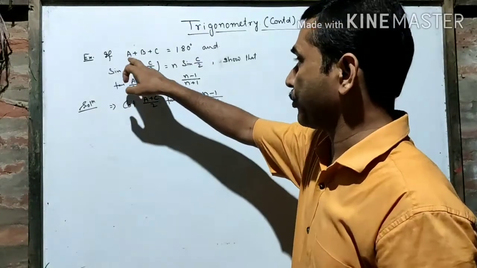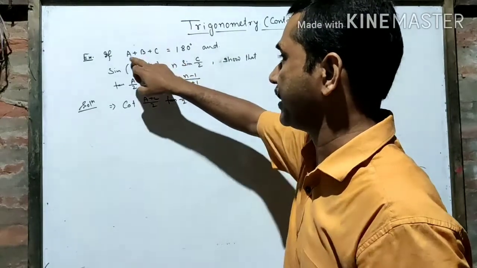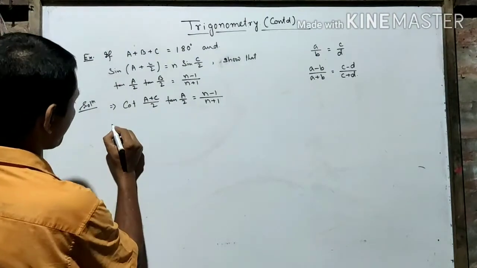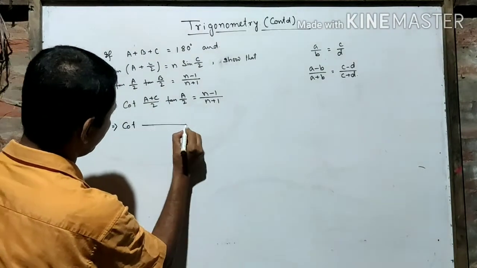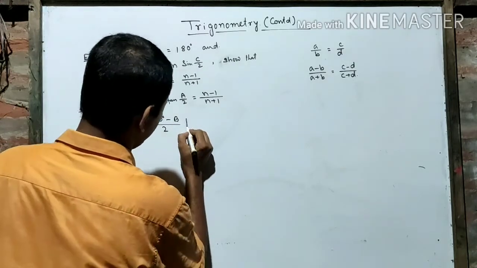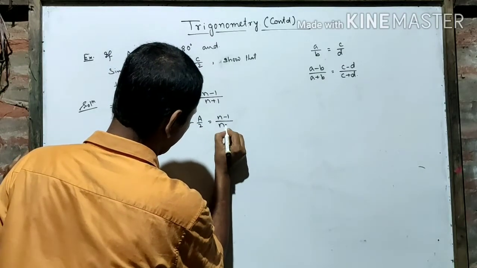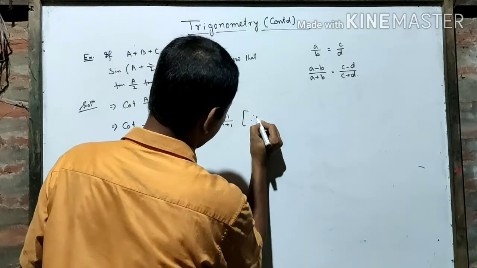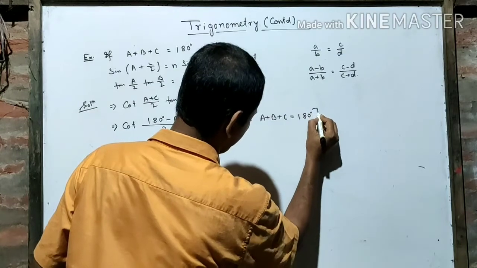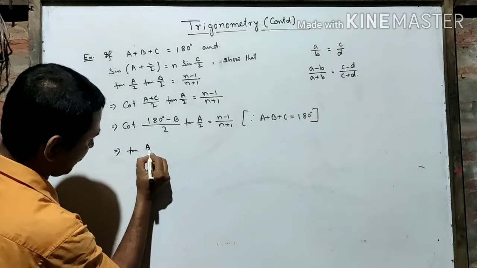How? Here we have given a plus b plus c is equal to 180 degree. Then what is the value of a plus c? A plus c is equal to 180 degree minus b. We will use this here. So cot of (a plus c) is written as (180 degree minus b) by 2, into tan a by 2 is equal to (n minus 1) by (n plus 1). Why write it here? Since it is given a plus b plus c is equal to 180 degree. Right?